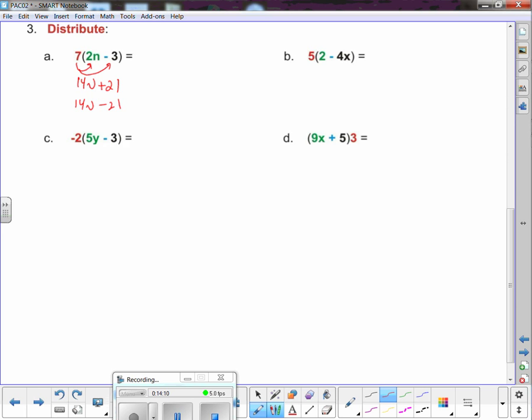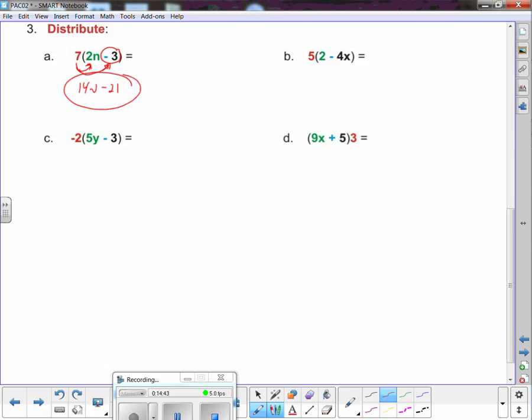Well, let me explain to you the principle I've already tried to teach you. Keep the sign with the number, right? So in the first one, 7 times 2n is definitely 14n. What's a positive 7 times a negative 3? It is a negative 21, and that's 14n minus 21. Because it is a 7 times a negative 3.